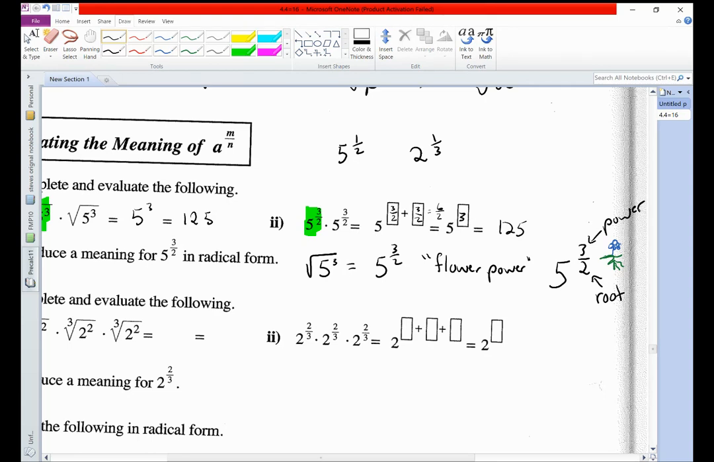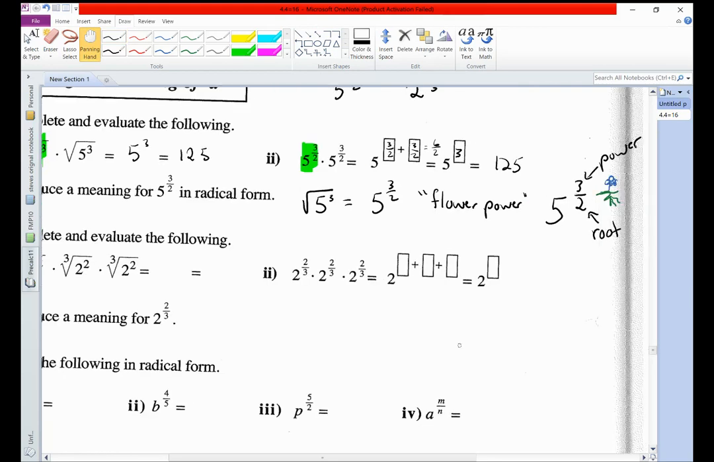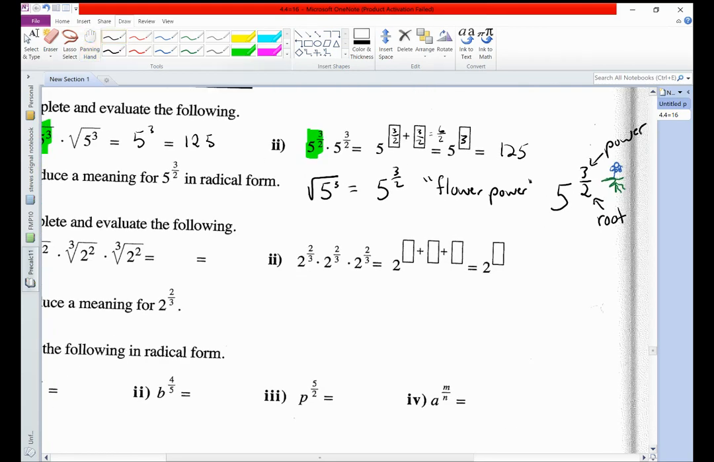That's how flowers grow. So if we take this and we say, well, we have 2 to the power of 2 over 3. Well, the bottom is my root sign, so I can say that's the cube root because the bottom is the root. And then we have 2 to the power of the top, 2 to the power of 2. So those are equal to each other. Flower power. Hopefully you remember that.